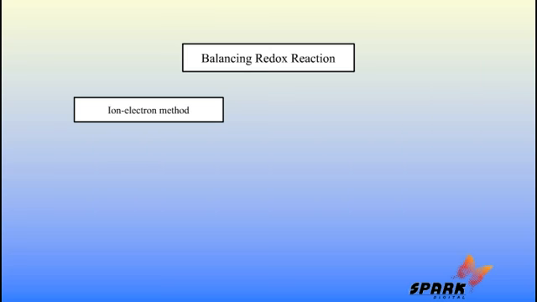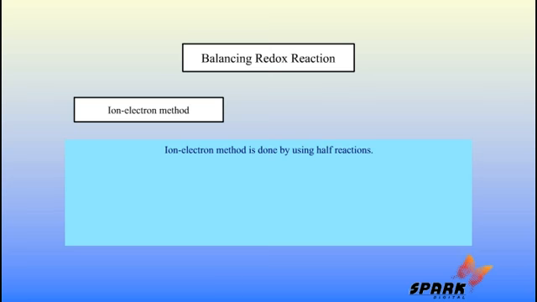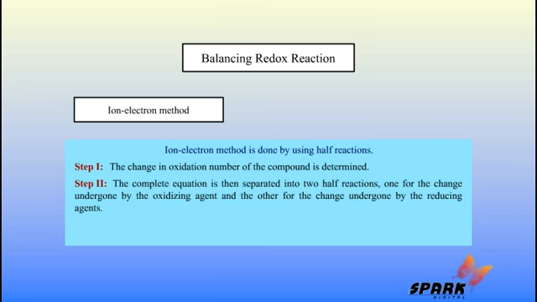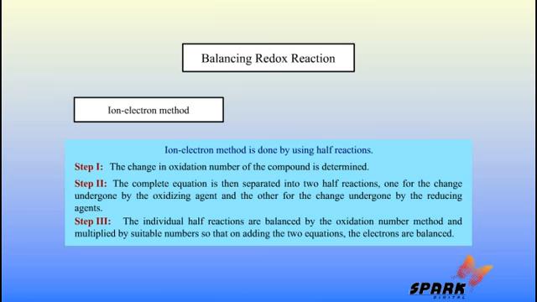Ion electron method. The ion electron method is done by using half reactions. Step 1. The change in oxidation number of the compound is determined. Step 2. The complete equation is then separated into two half reactions, one for the change undergone by the oxidizing agent and the other for the change undergone by the reducing agent. Step 3. The individual half reactions are balanced by the oxidation number method and multiplied by suitable numbers so that on adding the two equations the electrons are balanced.